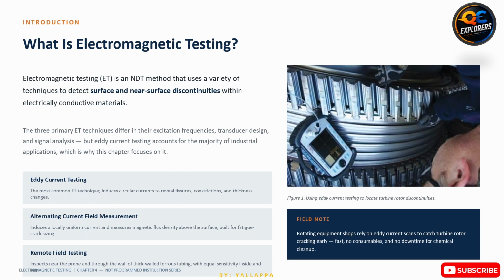The field note also highlights one of the major industrial benefits of eddy current testing. Since no liquid chemicals or consumables are required, inspections are fast, clean, environmentally friendly, and can often be performed with minimal interruption to operations. As we continue, we'll move beyond the applications and begin exploring the scientific principles that make electromagnetic testing possible by examining the pioneering discoveries that laid the foundation for this technology.